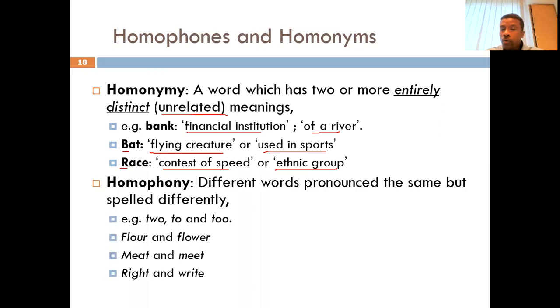The other one is homophony. Homophone, as you can see from the name itself, it is concerned about the sound. Do you remember phonology? Phonology, phonetics, it is concerned about sound.